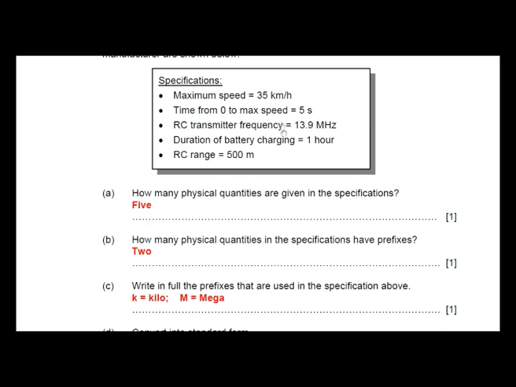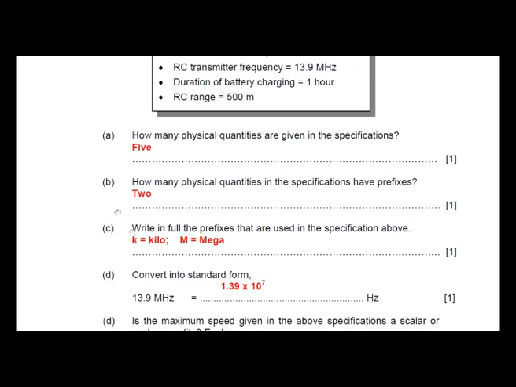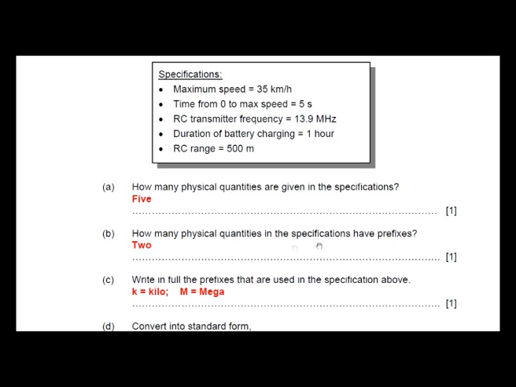So the answer is 5, because the 5 physical quantities are kilometer per hour, seconds, hertz, hour, and meters. And part B asks how many physical quantities in the specification have prefixes. What are prefixes? Please refer to your textbook, page 6. Prefixes refer to things like nano, micro, milli, centi, deci, mega, and giga.